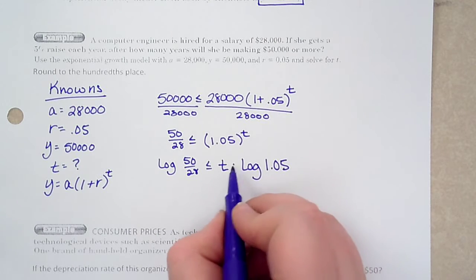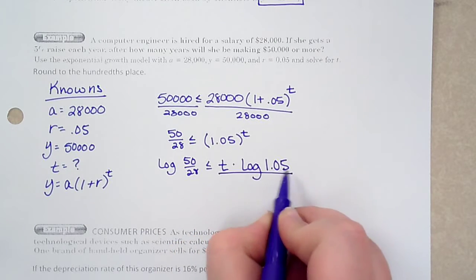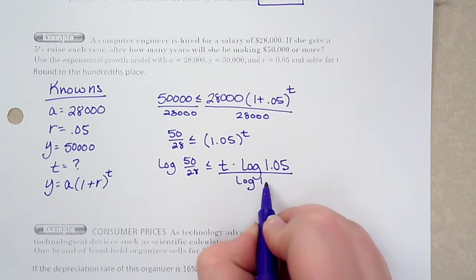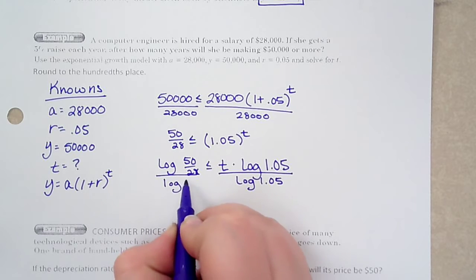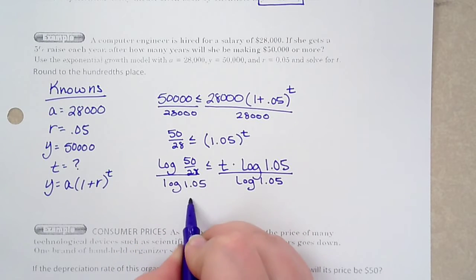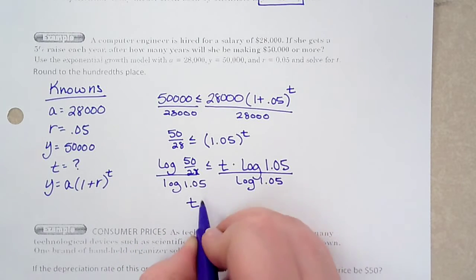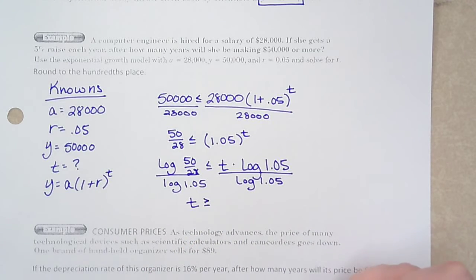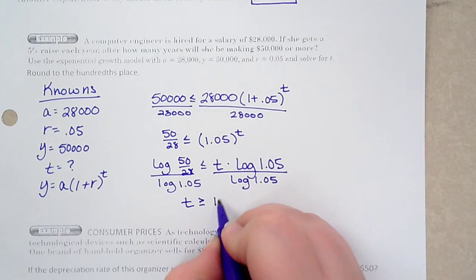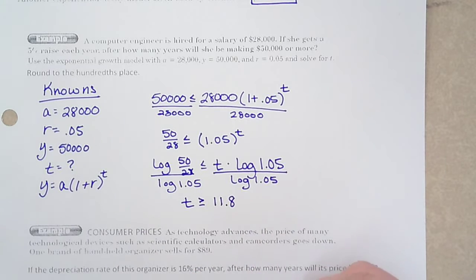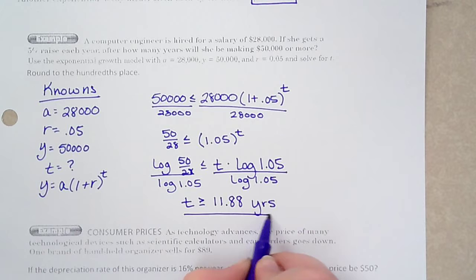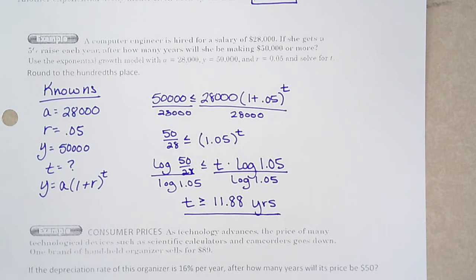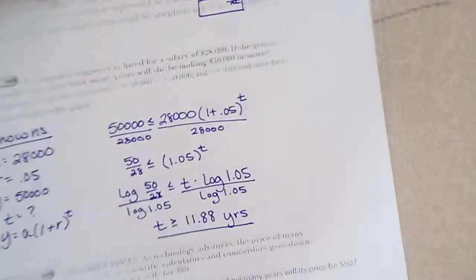And when I do that, if I want to get t by itself, all I have to do here is divide both sides by log of 1.05. When I do that, I get that t has to be greater than or equal to, I guess I am sticking with the inequality, 11.88 years. So there's that one. Let's move on to the next one.